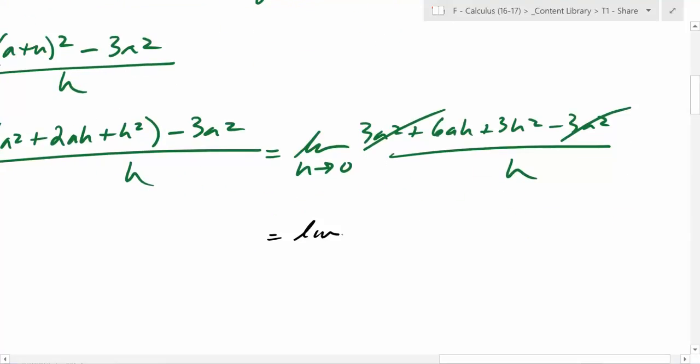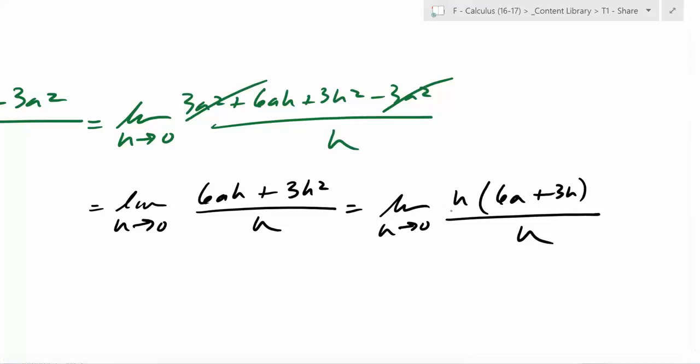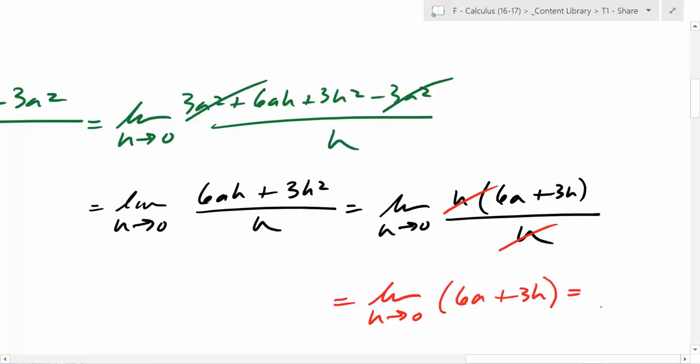So what do you end up with? You end up with the limit as h goes to 0 of 6ah plus 3h squared over what? h. What can I factor out of the top? h. So you get the limit as h goes to 0 of h times 6a plus 3h all over what? h. What cancels? The h's cancel, leaving you with the limit as h goes to 0 of 6a plus 3h. If h goes to 0, what does that go to? 6a. So we just proved that for any number, the derivative is 6a. We did the general case and we proved that the derivative is 6a.